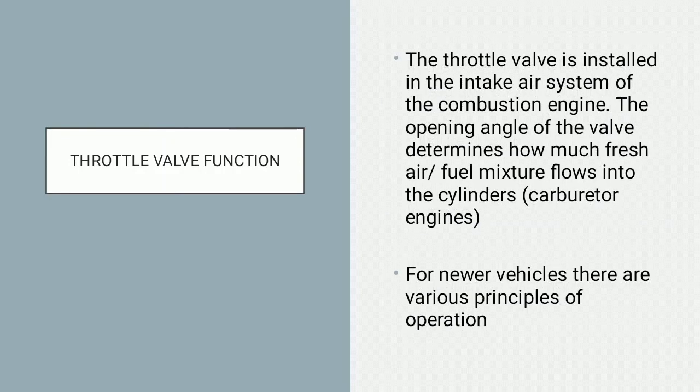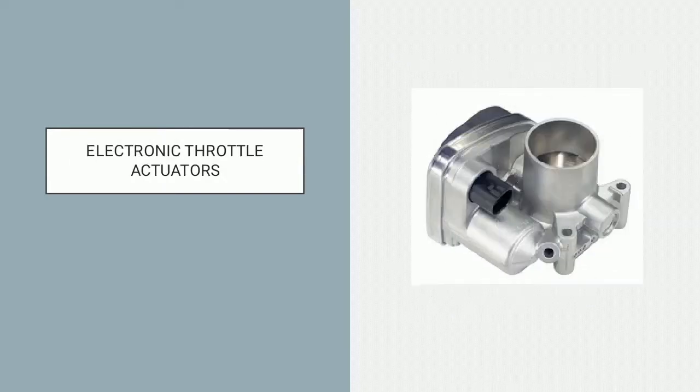As presumed from the previous slide, the throttle valve is installed in the intake air system of the combustion engine. The opening angle of the valve determines how much fresh air or fuel mixture flows into the cylinders. For instance, carburetor engines. For newer vehicles, there are various principles of operation, for example, electronic throttle actuators.